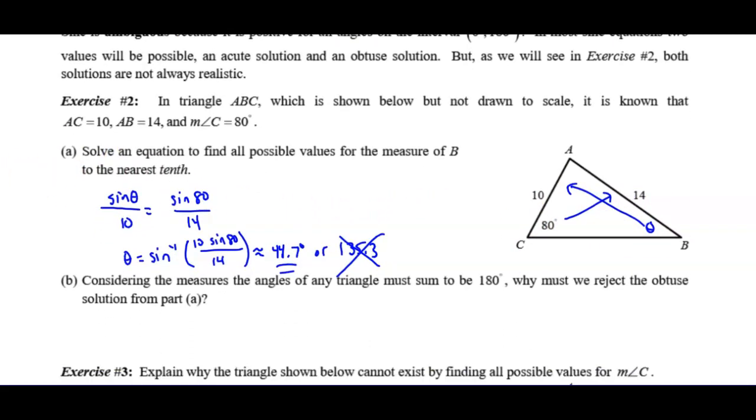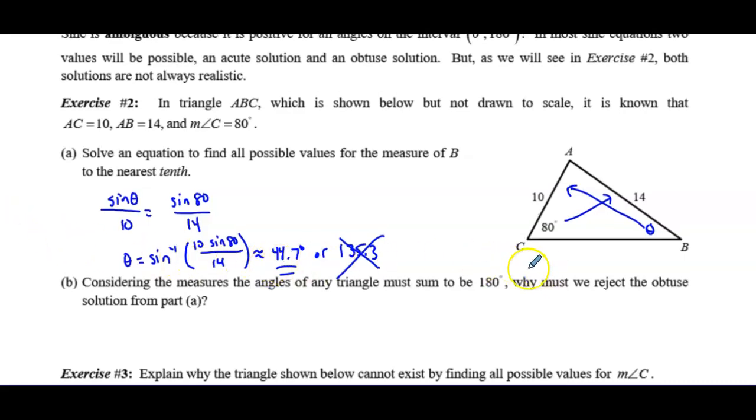Considering the angles of any triangle must sum to 180, why must we reject that obtuse solution? Well, if I take that 135.3 and add the 80 degrees, I'm at 215.3, and we're not allowed to exceed 180.